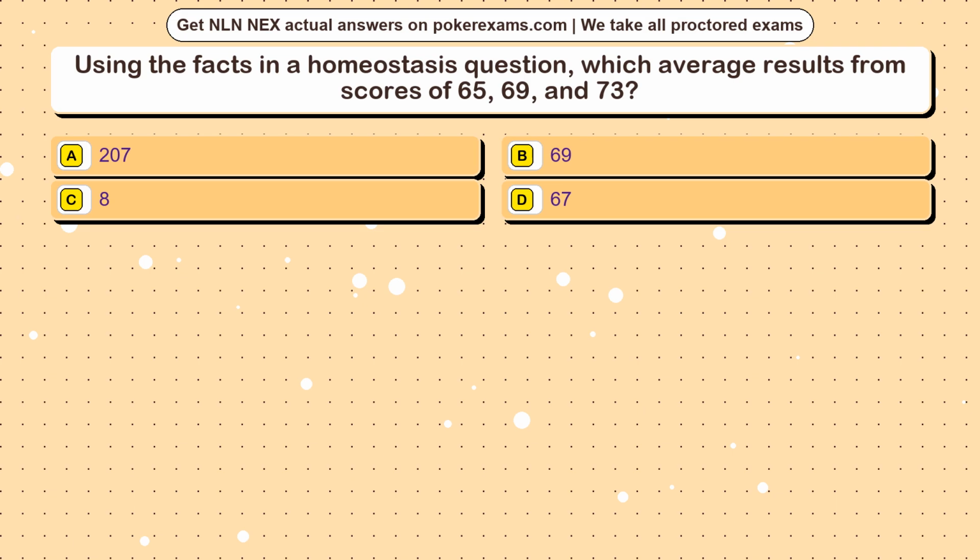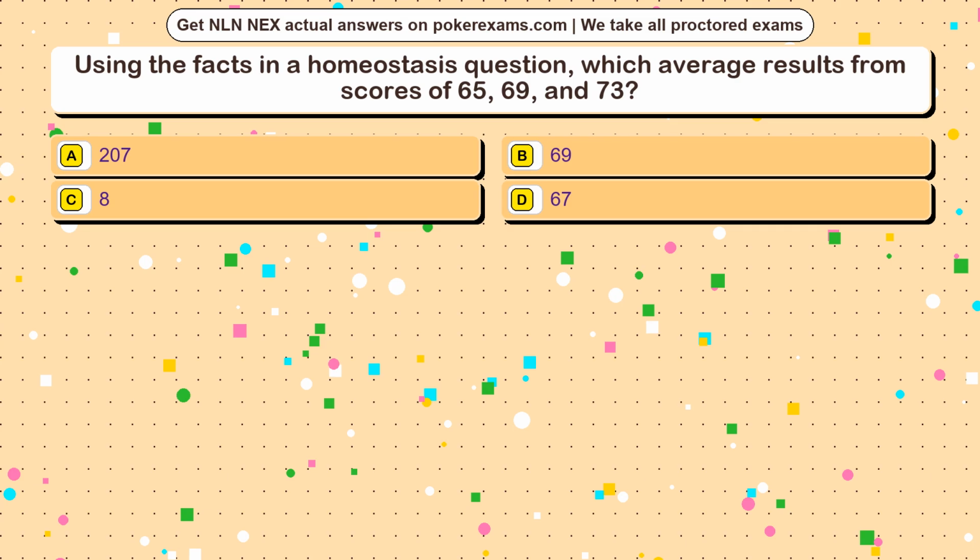Question 16. Using the facts in a homeostasis question, which average results from scores of 65, 69, and 73? Option A, 207. Option B, 69. Option C, 8. Option D, 67.